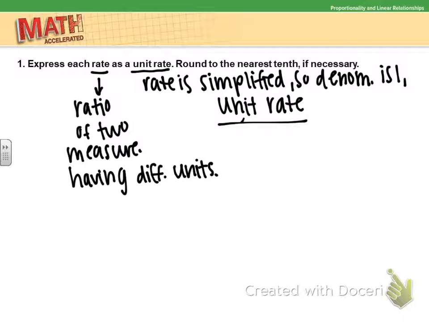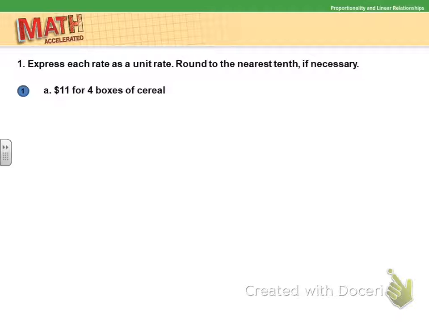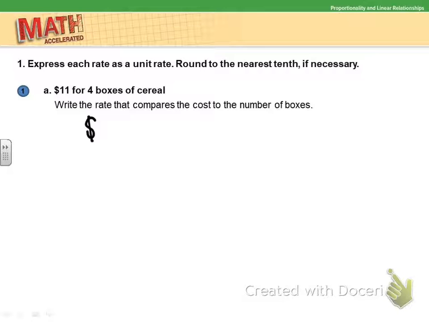Okay, that's fine. All right, so do we understand this? If I ask you for a unit rate, it has a denominator of what? 1. Denominator of 1, okay? So this is asking us to express each rate as a unit rate. The rate they give us is $11 for 4 boxes. That's my rate.